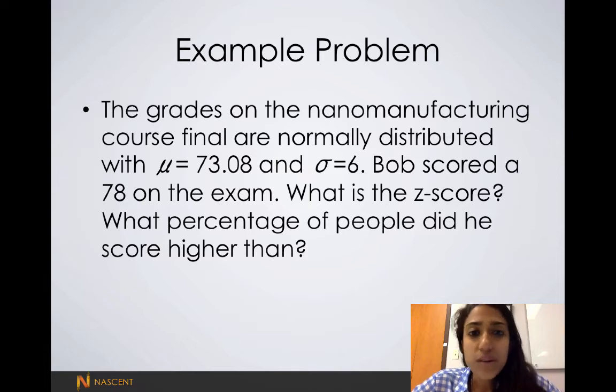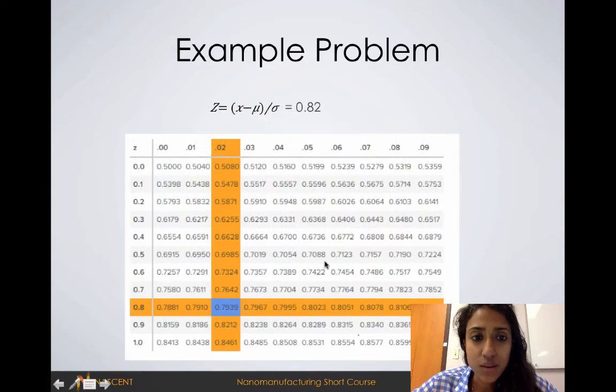So we know that the grades on a nanomanufacturing course final are normally distributed with a mean of 73.08 and a sigma of 6. Bob scored a 78 on the exam, and we want to figure out what his z-score is. What percentage of people did he score higher than? So we can go back to our z formula, and he scored a 78, so we would do 78 minus the mean divided by sigma. When we do that, we get 0.82.